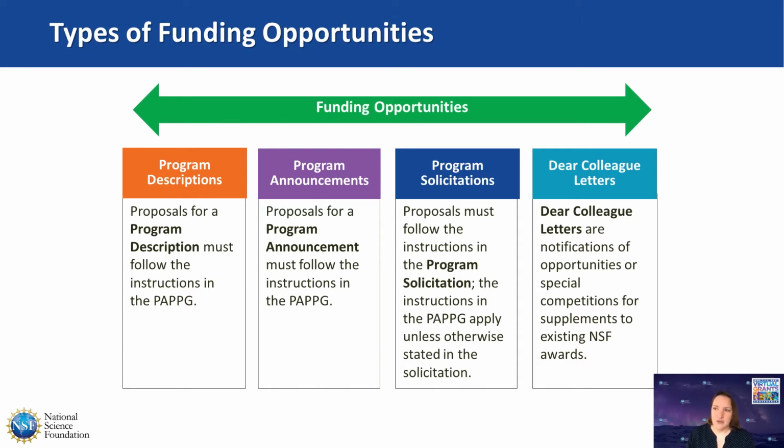It might include specific information about eligibility, either for you or your institution. So you want to make sure if you're submitting to a solicitation that you understand not just the PAPG, but also the guidance within that solicitation. And then there are these things called Dear Colleague letters, which are sort of notifications of special opportunities, which might also have special conditions for how to submit and who can submit.